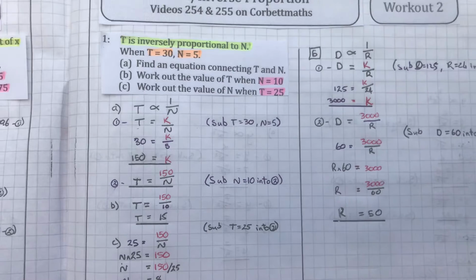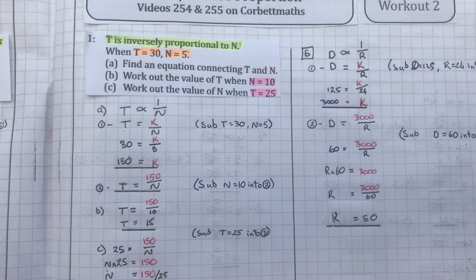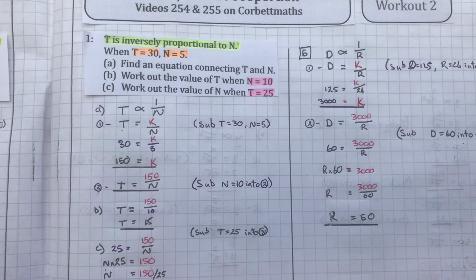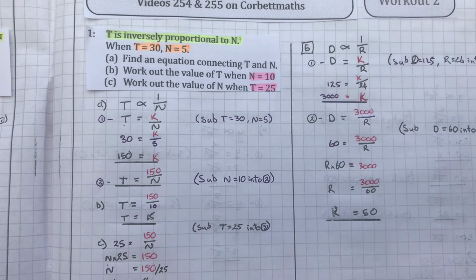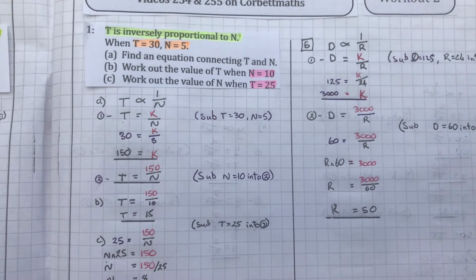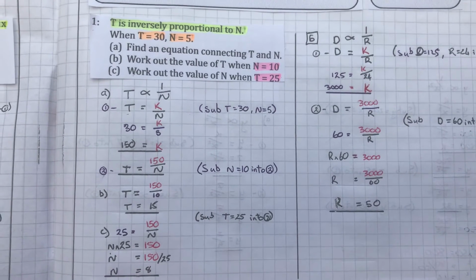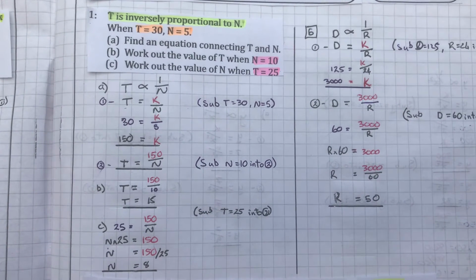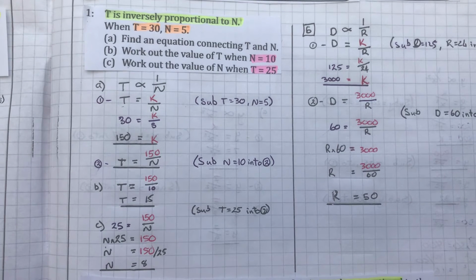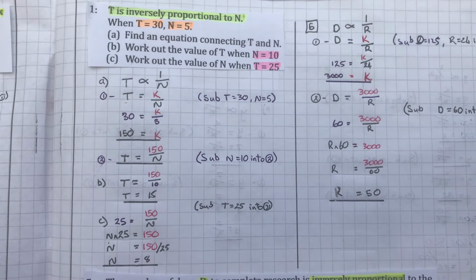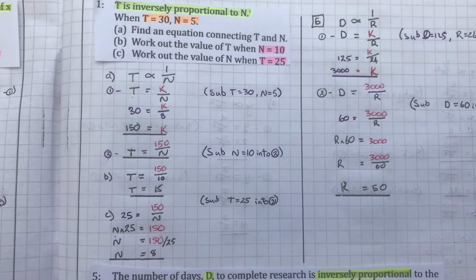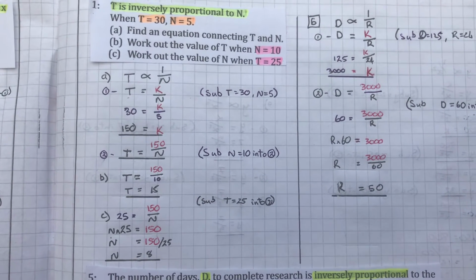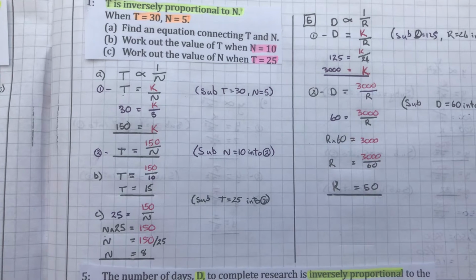So I now need to find that constant by substituting in the two values that I know. t equals 30, n equals 5, which gives me a value of k is 150. I now substitute that into my initial equation, so t is equal to 150 divided by n. I can substitute my values in now. If n equals 10, then t will be 15 is the answer for B.